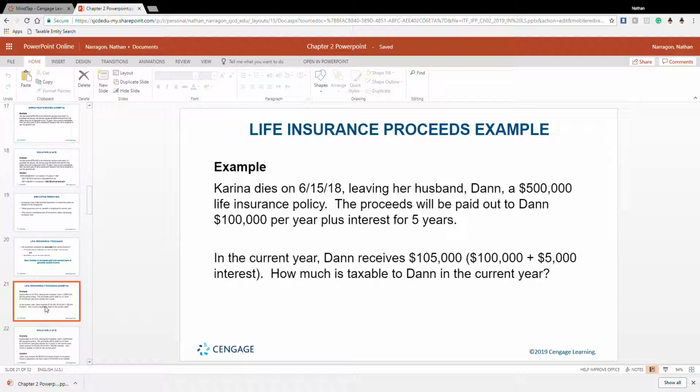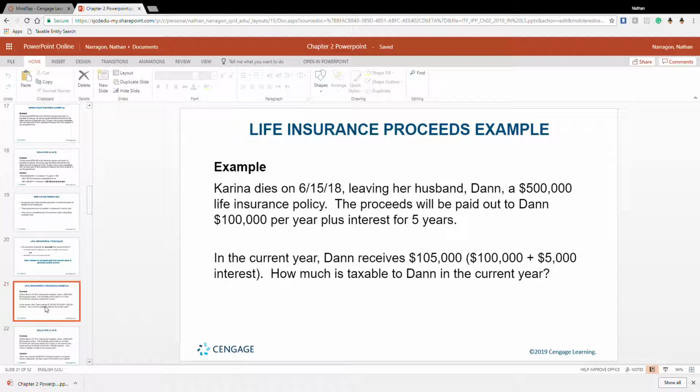So again, here's our insurance example. So with this, we have Karina. She ends up passing away on June 15th of 2018, leaving her husband Dan a $500,000 life insurance policy. The proceeds will be paid out to Dan $100,000 per year plus interest for 5 years. How much is taxable to Dan in the current year? Alright.